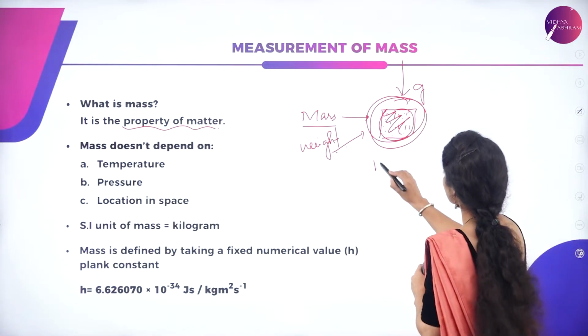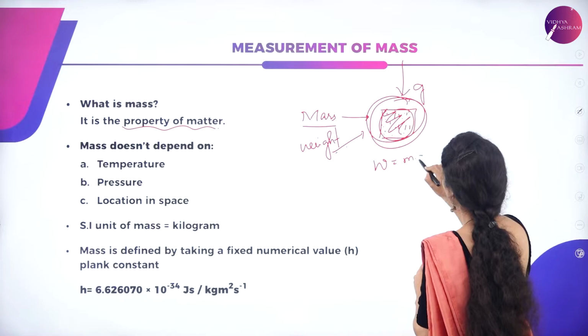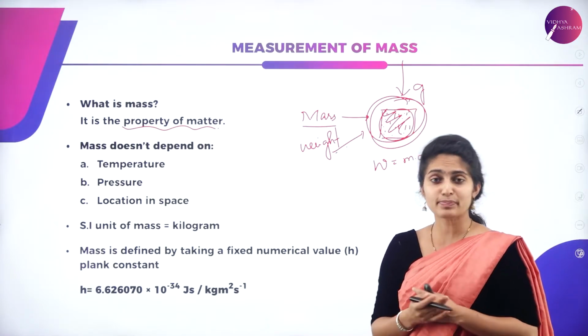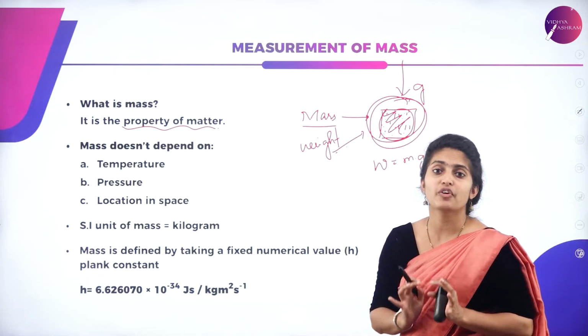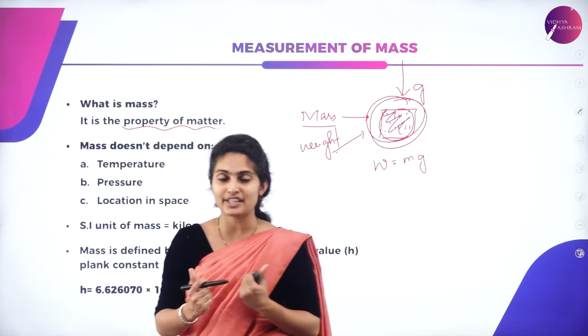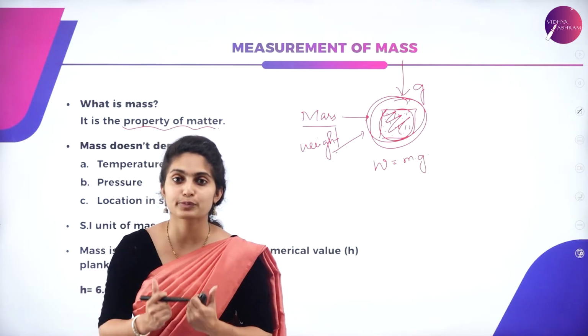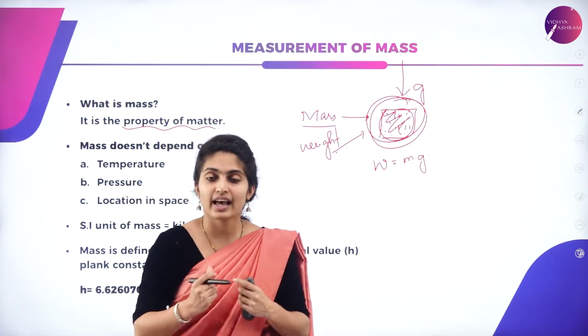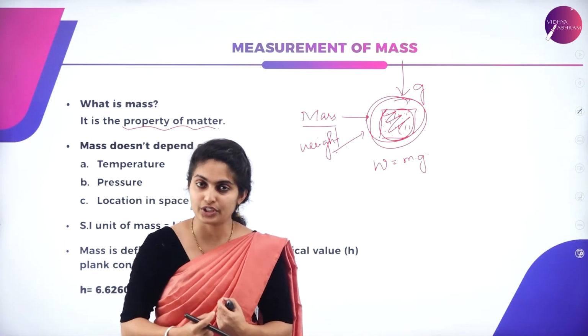Understood? So what is weight? Weight is the product of mass and acceleration due to gravity. But what is mass? Mass is just the property of matter. Got it? So there are differences between mass and weight, but both are calculated in terms of kg. Remember that. There is a difference between mass as well as weight, and the differences in the case of SI unit also exist.